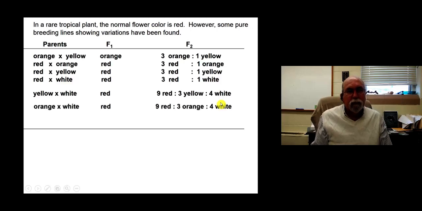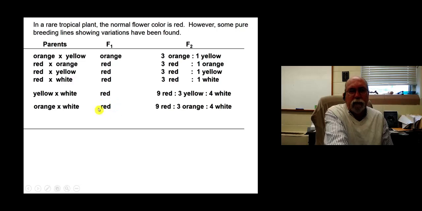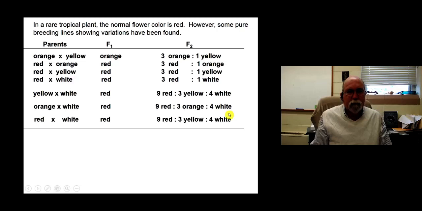We've got some other colors, so we say, well, let's try an orange times a white, see what we get. Whoa, this is really getting weird. We got a red here as our F1s. That wasn't even part of this, and it's supposed to be dominant. Yet we cross them again, we get a 9, 3, 4 ratio over here. Okay, everything's back, but it's in this 9, 3, 4. That's just really strange, okay?